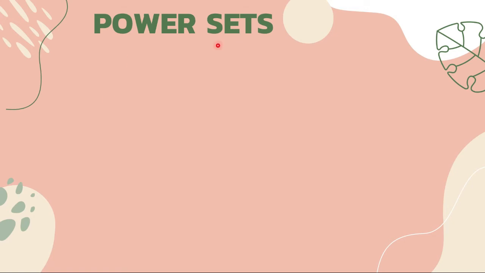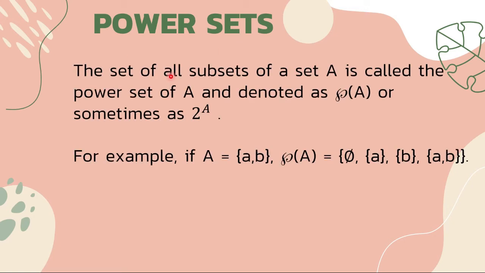Okay, power sets. The set of all subsets of a set A is called the power set of A and denoted like that, or sometimes as 2 to the power A. For example, if A equals the set {a, b}, then the power set of A equals the empty set, the singleton {a}, the singleton {b}, and the set {a, b}.